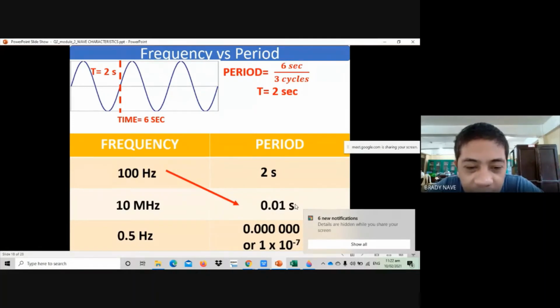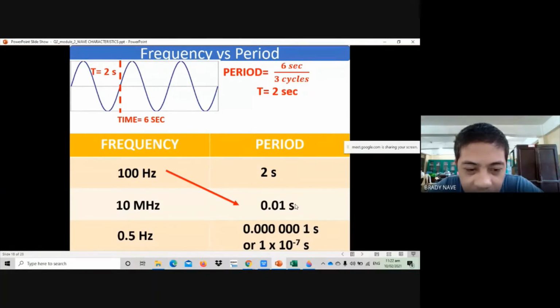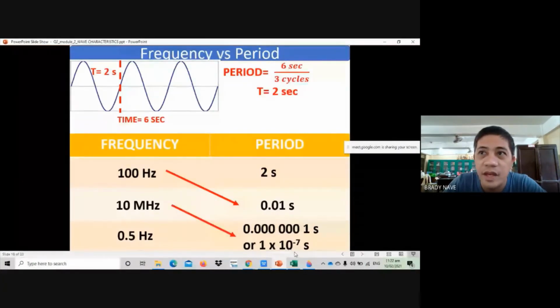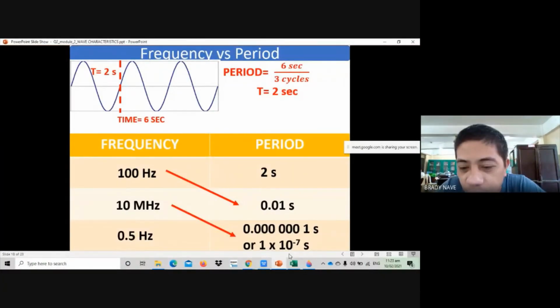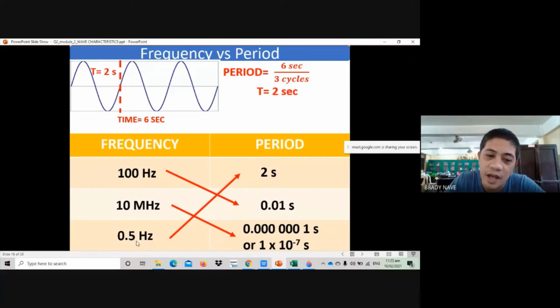How about 10 megahertz? What is the reciprocal of 10 megahertz? To get the period, i-divide natin 1 divided by 10 million. So 1 divided by 10 million is 1 times 10 to the negative 7 seconds. In scientific form, it's 1 times 10 to the negative 7 seconds. And last, the frequency 0.5, the reciprocal is 2 seconds. Or 1/2, the reciprocal is 2 seconds. So that is the period.